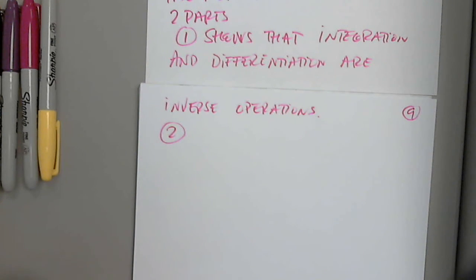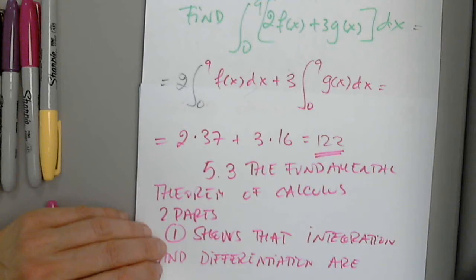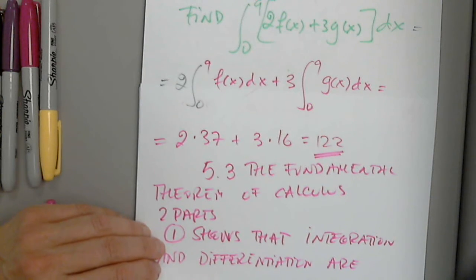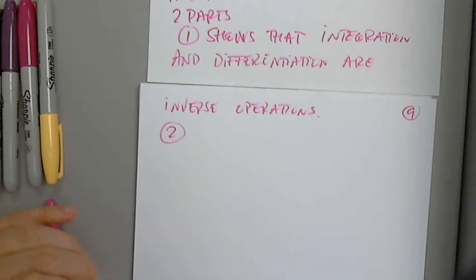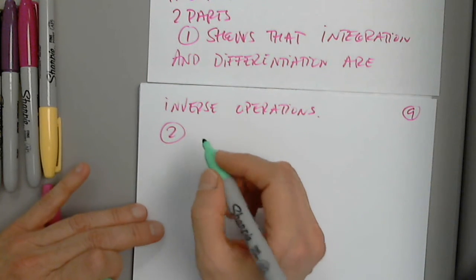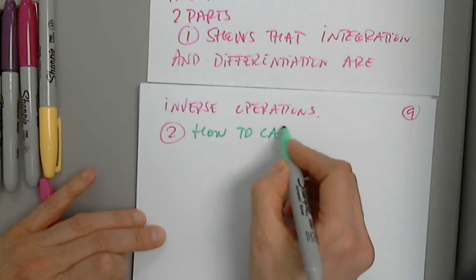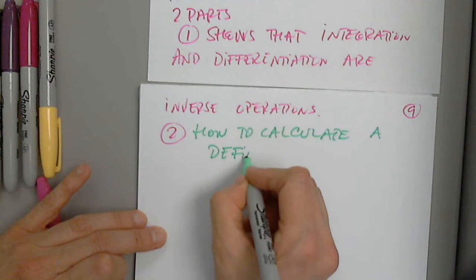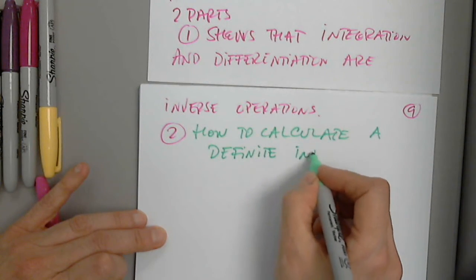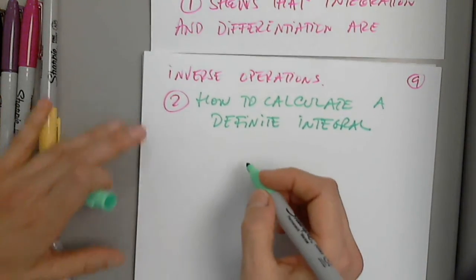Yes, Ricky? So the previous section is 5.1 and 5.2 together, actually. They deal with the same thing. So part 2 shows us how to calculate a definite integral. We start with part 2.